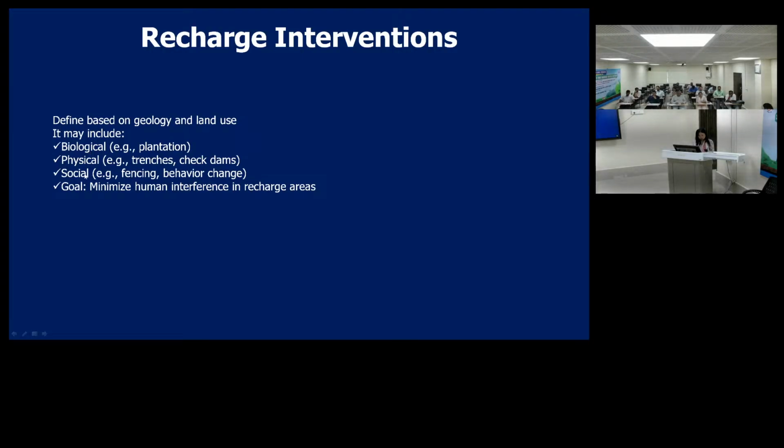Then social intervention is also important, which is when the people-centric approach comes into play. We need to protect those recharge areas so that there is no disturbance in that land use and no quality deterioration. The goal for all this is to minimize human interference in that recharge area. So these are the recharge interventions which we can do: biological, physical and social. All these three components are important for recharge.